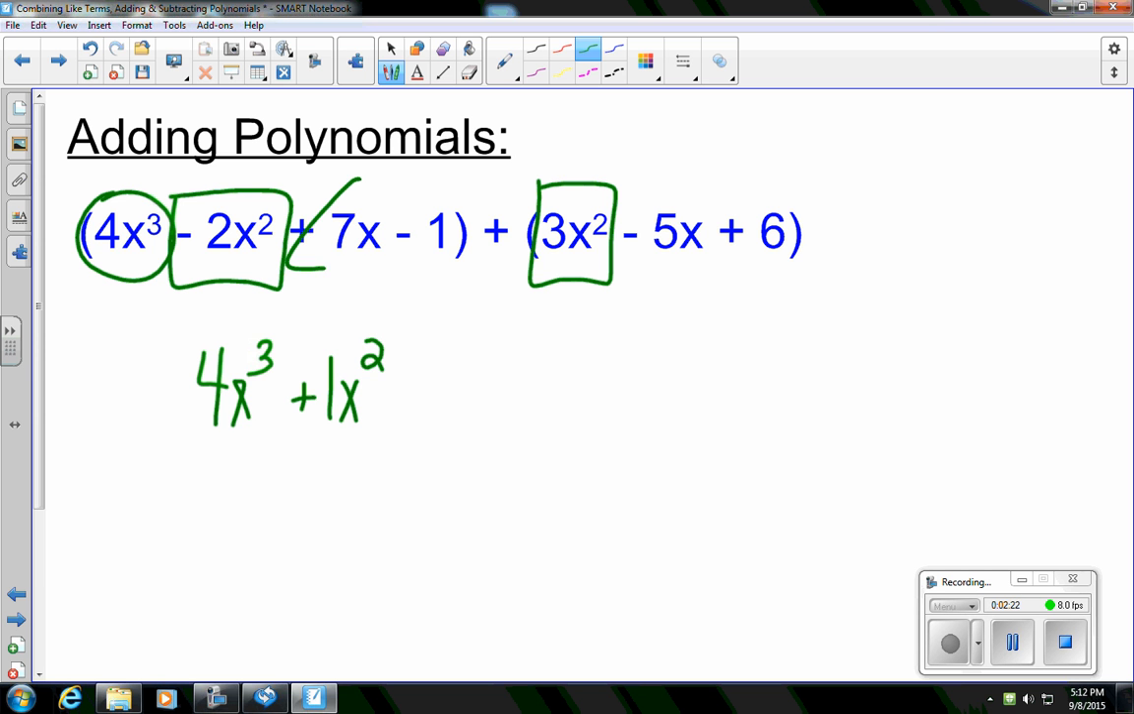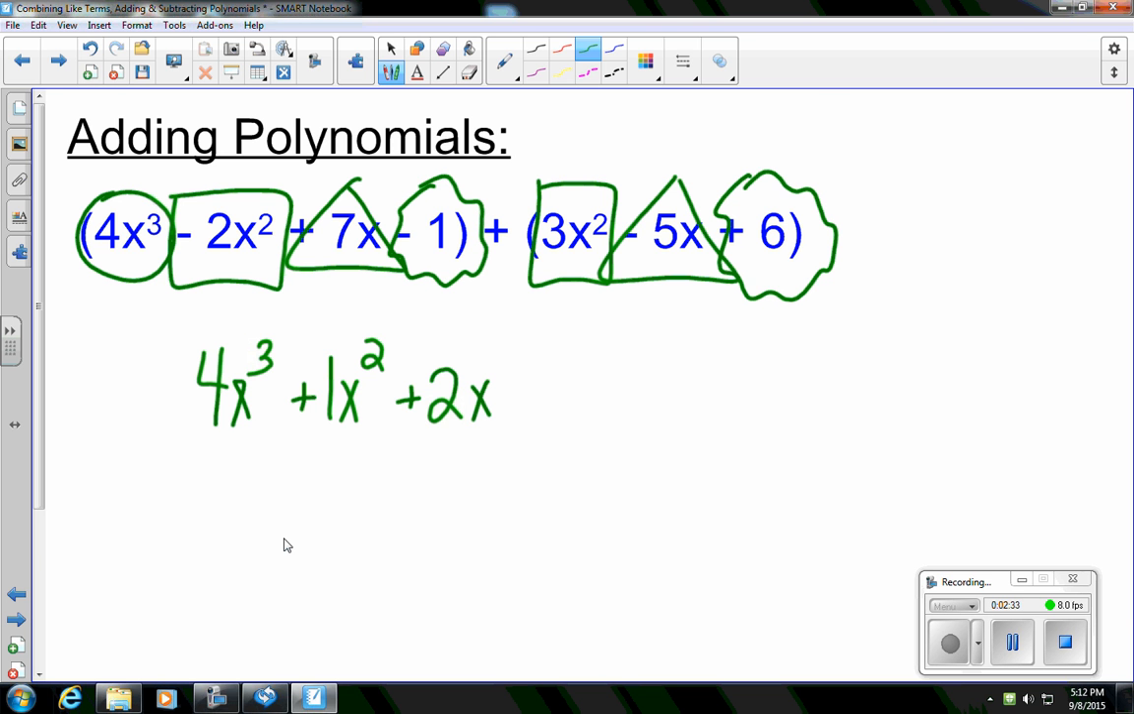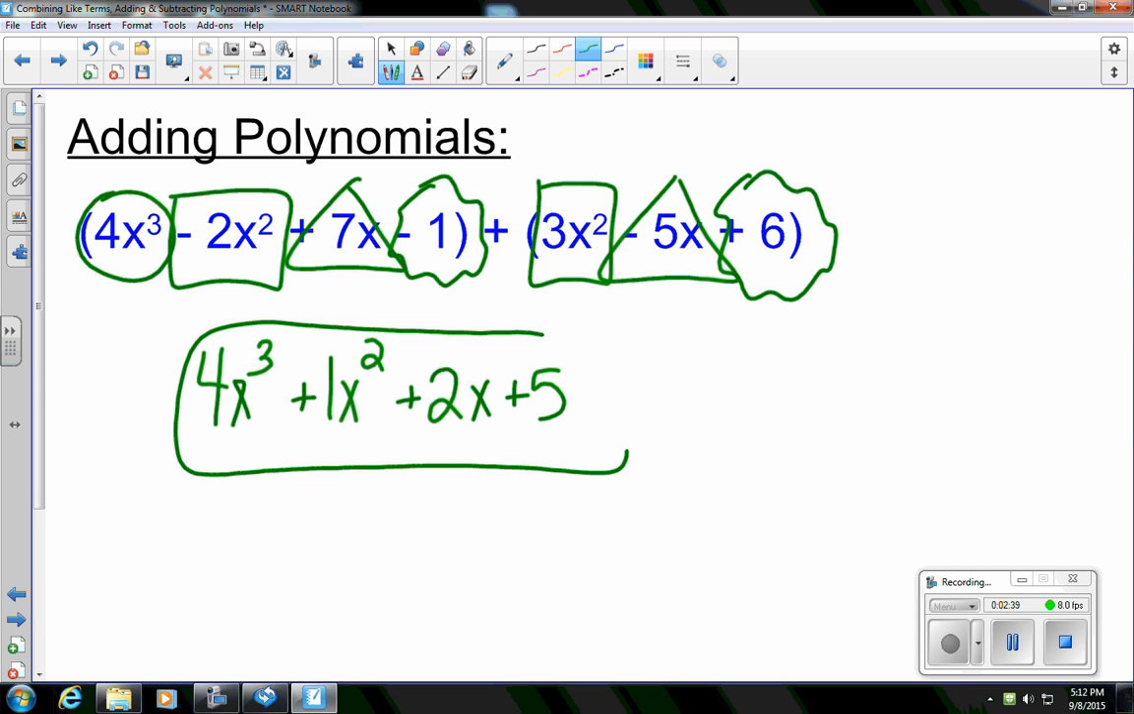Now I have a positive 7x and a negative 5x, which gives me a positive 2x. And then I have a negative 1 and a positive 6, which gives me a positive 5. So this is our final answer when we're adding polynomials.